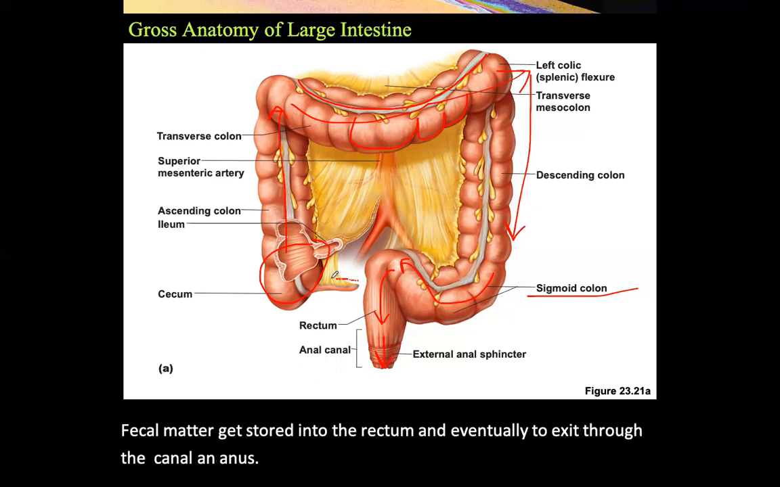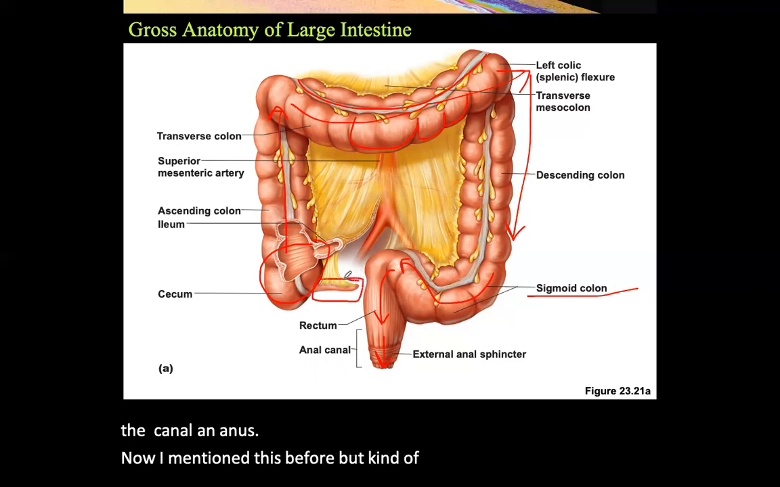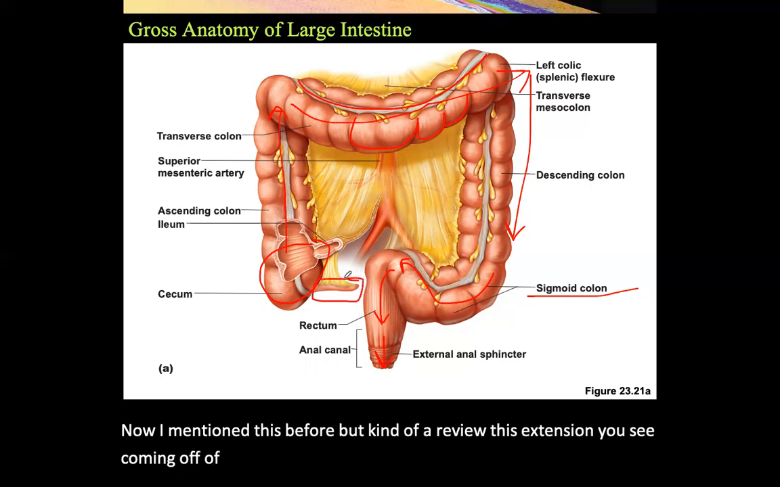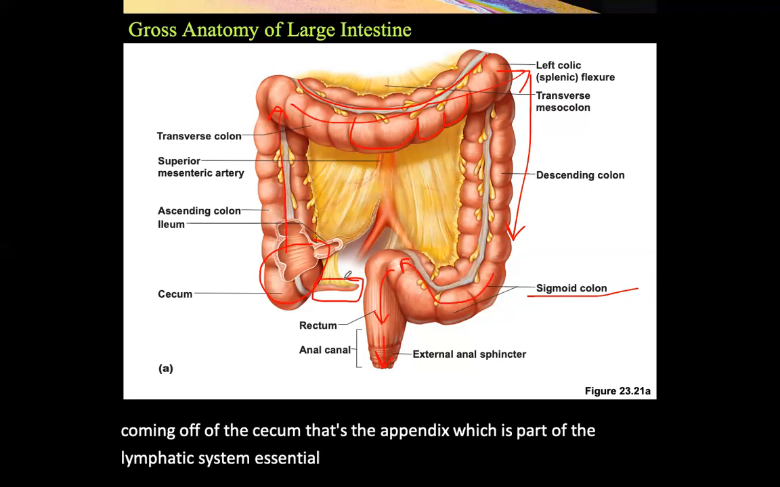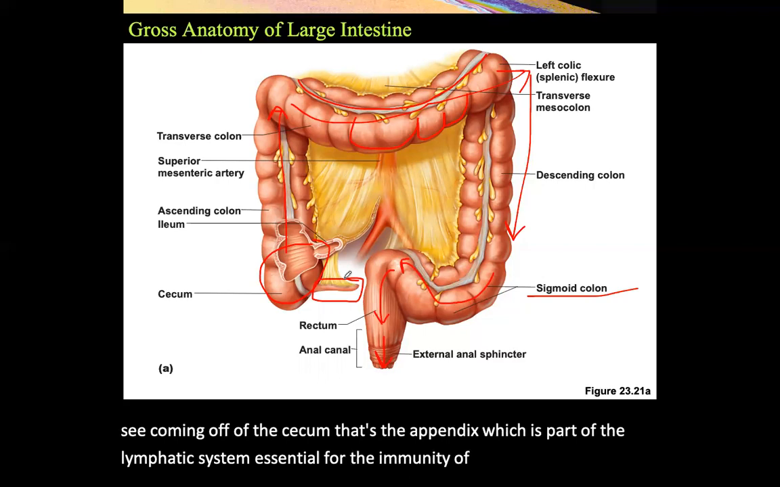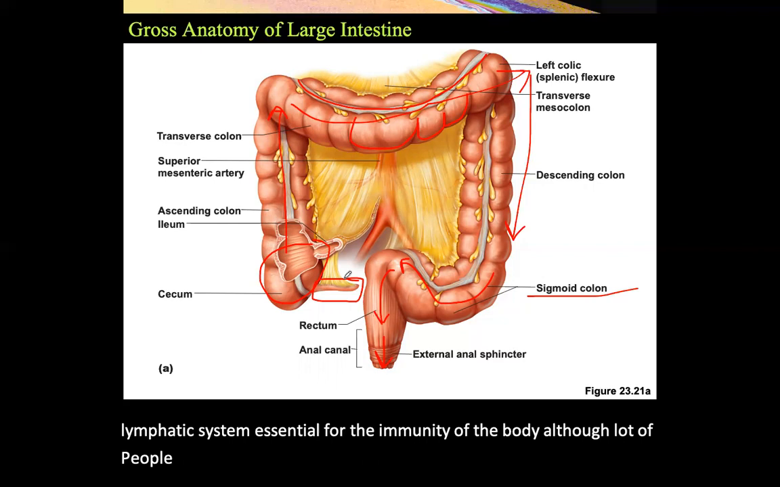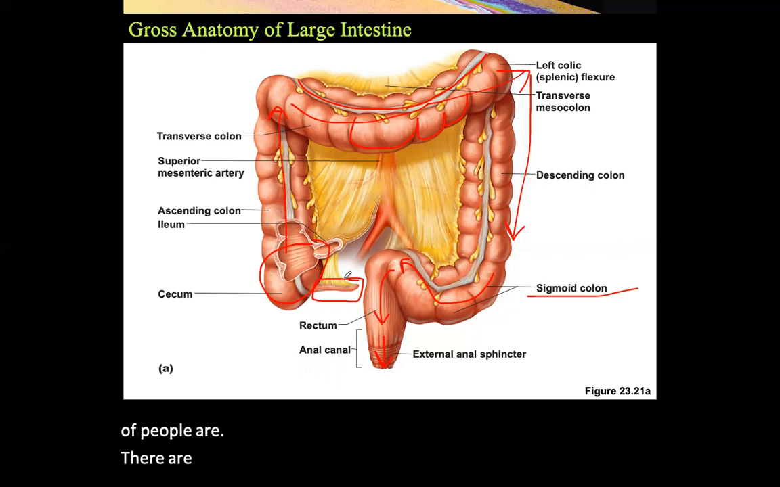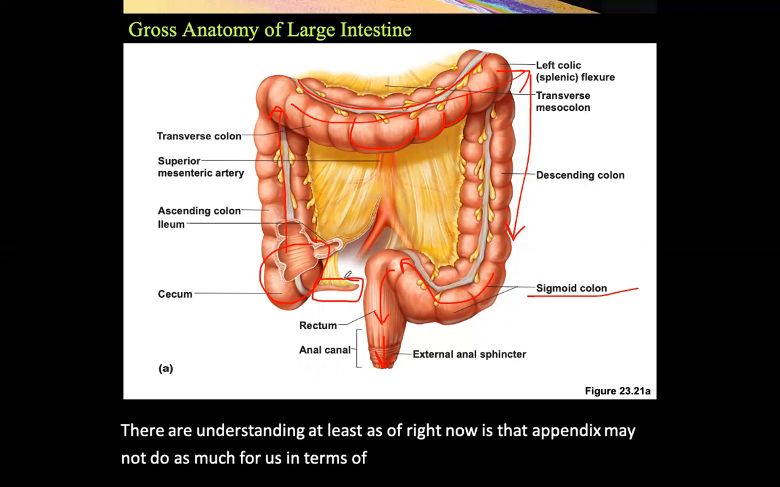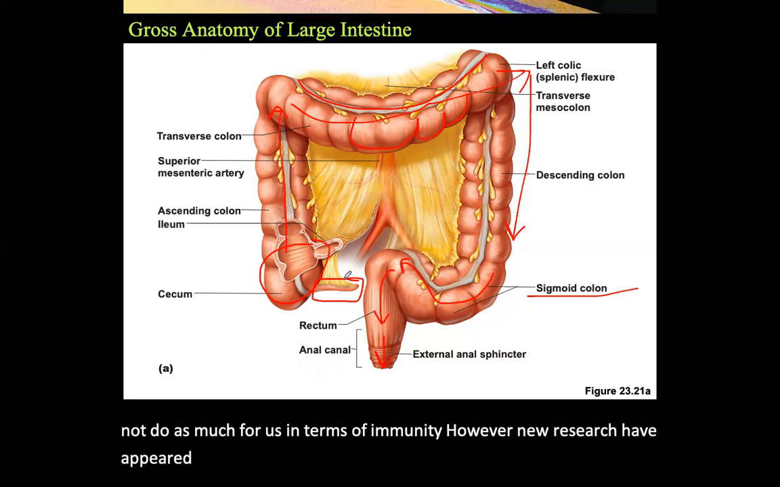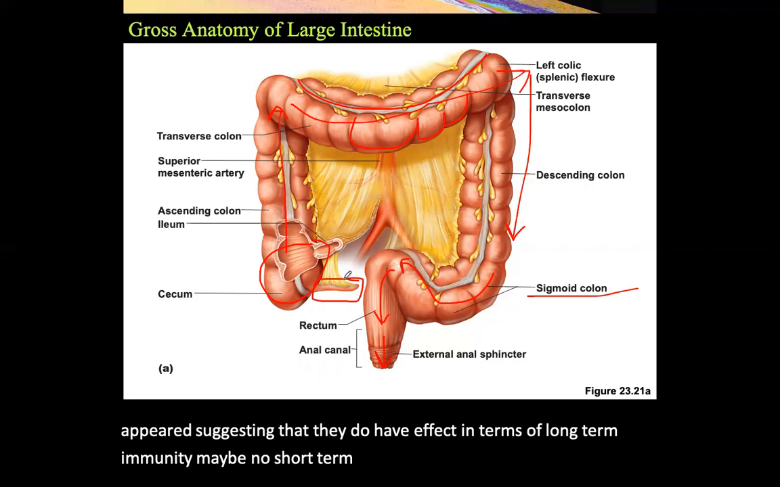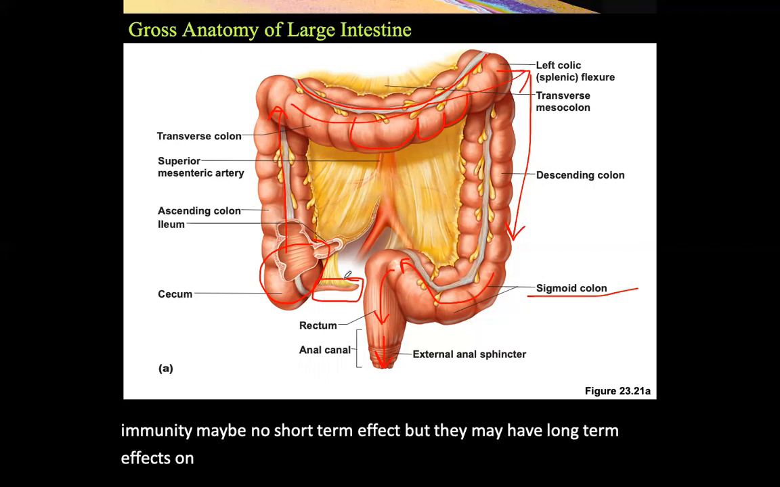Now, I mentioned this before, but kind of a review. This extension you see coming off of the cecum, that's the appendix, which is part of the lymphatic system, essential for the immunity of the body. Although a lot of people are unsure, the understanding, at least as of right now, is that the appendix may not do as much for us in terms of immunity. However, new research has appeared suggesting that it does have an effect in terms of long-term immunity. Maybe no short-term effect, but it may have long-term effects on the ability to fight off infections.